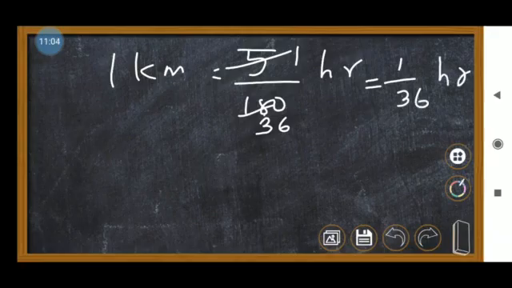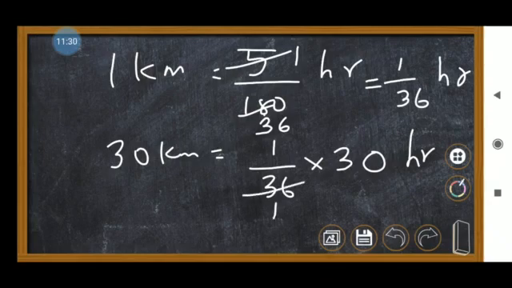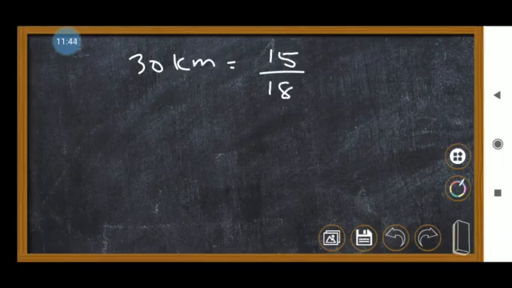If it is for 30 kilometers, how much time? For 30 kilometers it is 1 by 36 into 30. Just cancel it first. 18 twos are 36, and 15 twos are 30. So 15 divided by 18 hours for 30 kilometers.